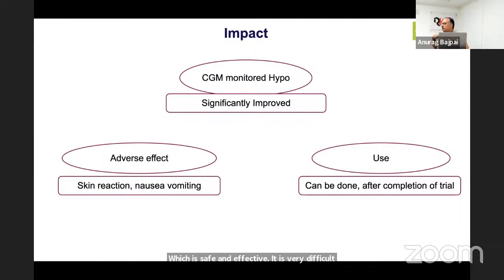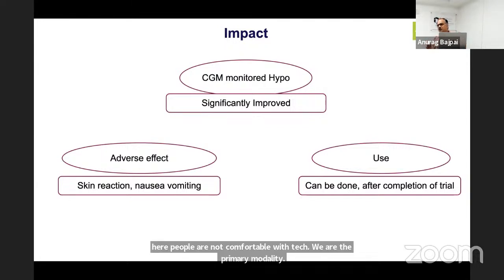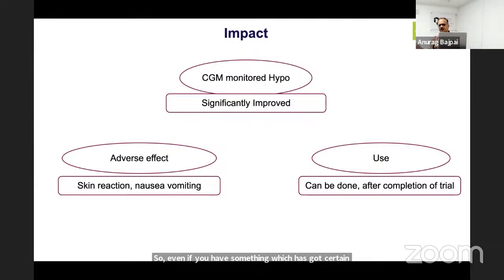So when you say, okay, we have bisphosphonate, which has been used for 20 years in OI, and I've got this new agent, you just start using it, there will be a lot of resistance. You have testosterone, which is safe and effective, so why would I suddenly start using aromatase inhibitors for induction? But here people are not comfortable with pancreatectomy as a primary modality. So even if you have something which has certain side effects, they will prefer using it rather than going ahead with that.